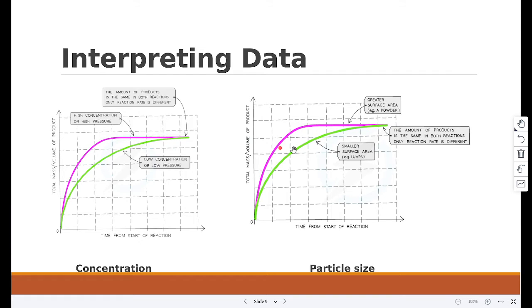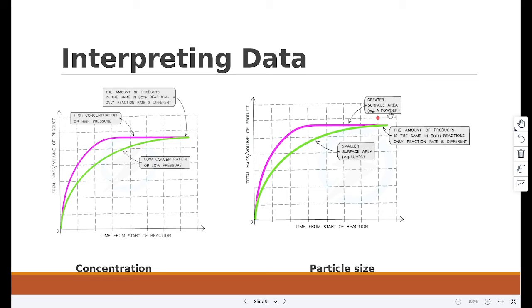Then we have particle size. So this purple line has a greater surface area and this green line has a smaller surface area. So basically this shows that with increased surface area of the solid, the rate of reaction will increase. So the amount of product is the same in both reactions, only the reaction rate is different.